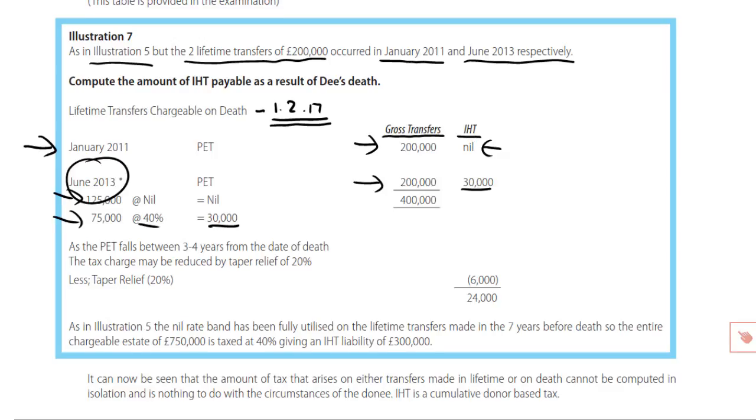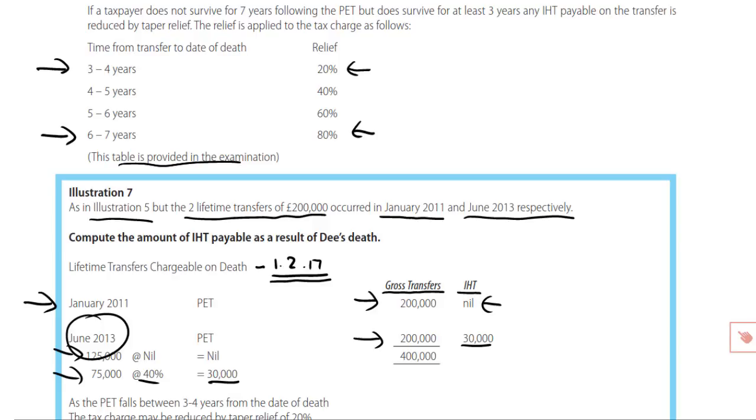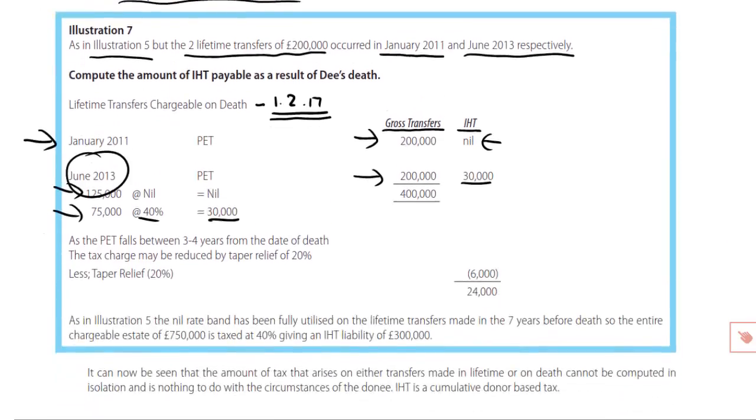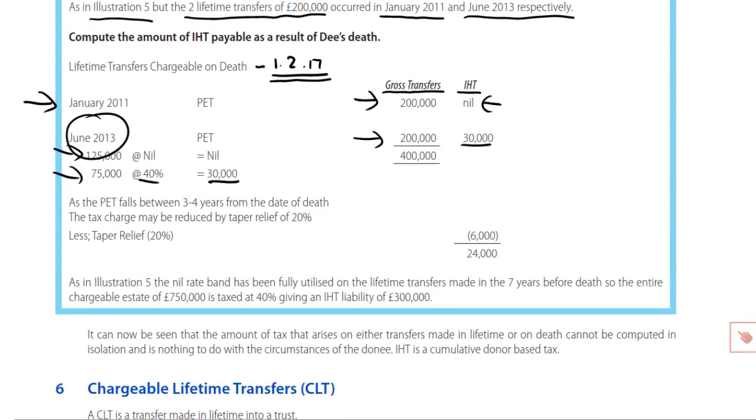So that means, reading from the table, that table will be provided for you in the exam, though I suspect you shouldn't have to refer to it. You should know it by then. It's a simple enough table. The pet falls between 3 to 4 years from the date of death. The tax charge is reduced by the taper relief of 20%. The tax charge, that 30,000, is reduced by 20%. 20% of 30,000 is 6,000. Apply, please, the taper relief to the tax charge. Don't go and reduce the £200,000 gross transfer. It's the tax that is reduced.